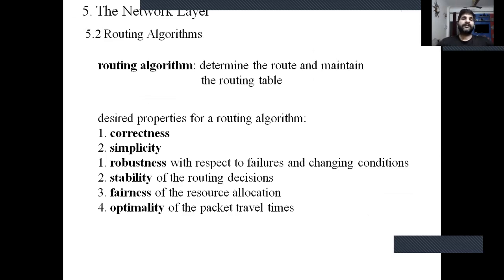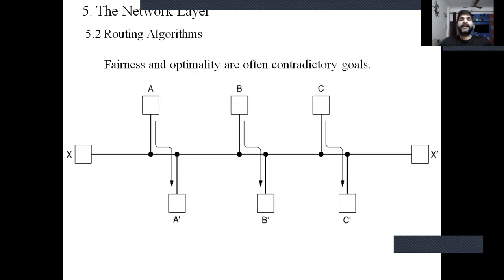Now, determining the routes. The first function of a routing algorithm is determining the route and maintaining the route table. Desired properties of a routing algorithm are correctness, simplicity, robustness with respect to failures and changing conditions, stability of the routing decision, fairness of resource allocation, and optimality of packet travel times. Fairness and optimality are often contradictory goals.